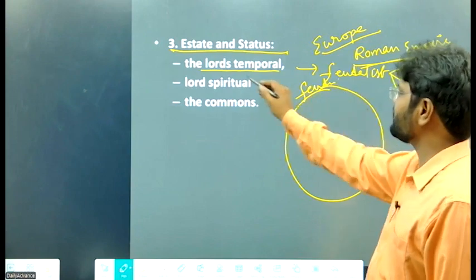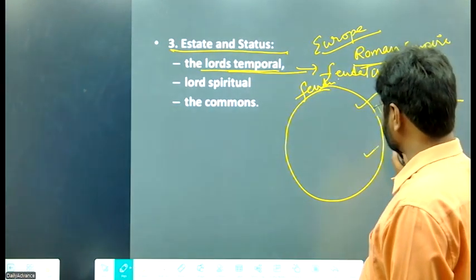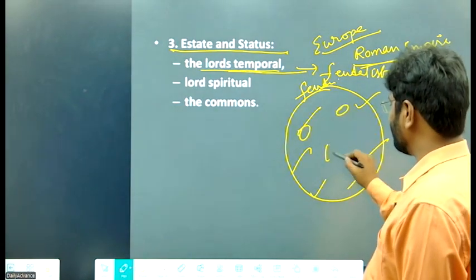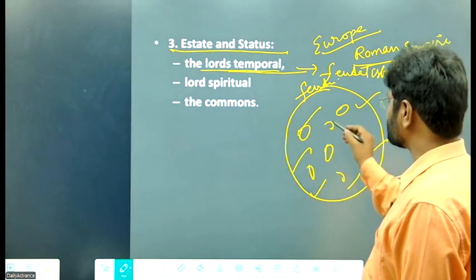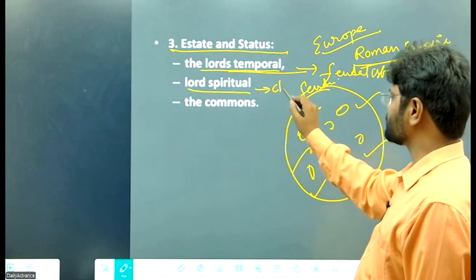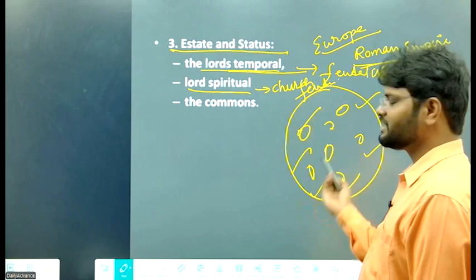So this was controlled by the lords of temporal. All this land belongs to the lords of temporal, and here all the villages and lands belong to the lords of temporal. Some lands were given to the lords of spiritual, that is, religious people. The institution of the church also controls some of the lands.